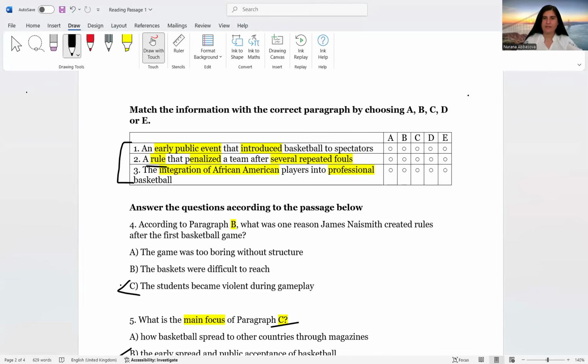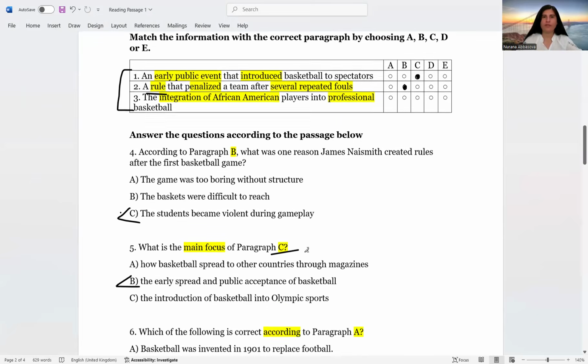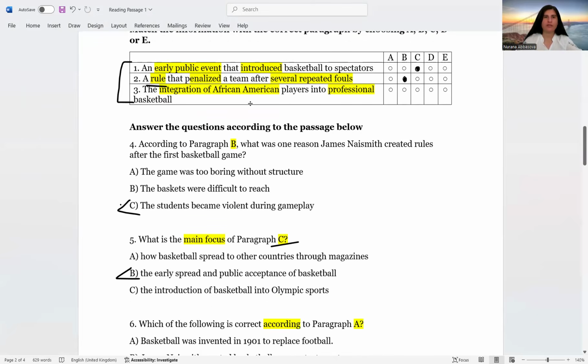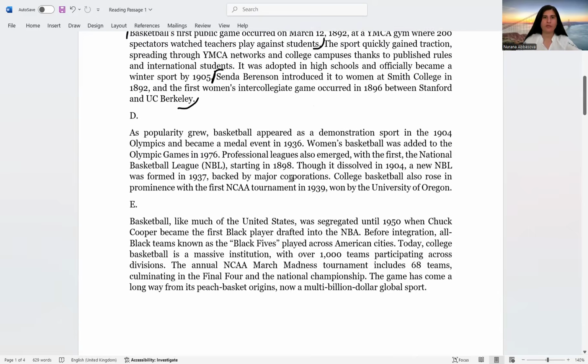And it is paragraph C. Yes, and it was B. Now, we did most of them. Now we have one question: integration of African-American players to professional basketball. Here, the most helpful words are African-American players.